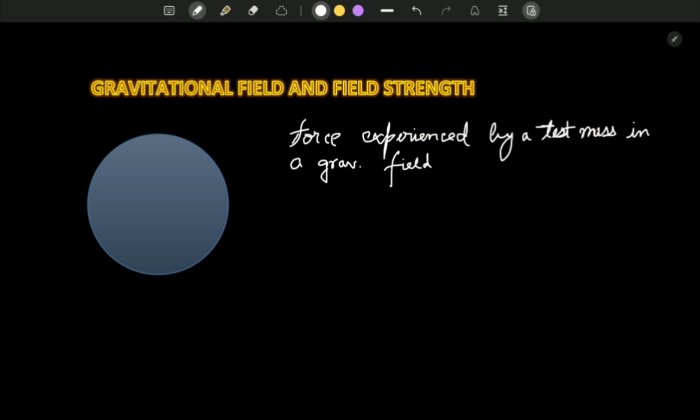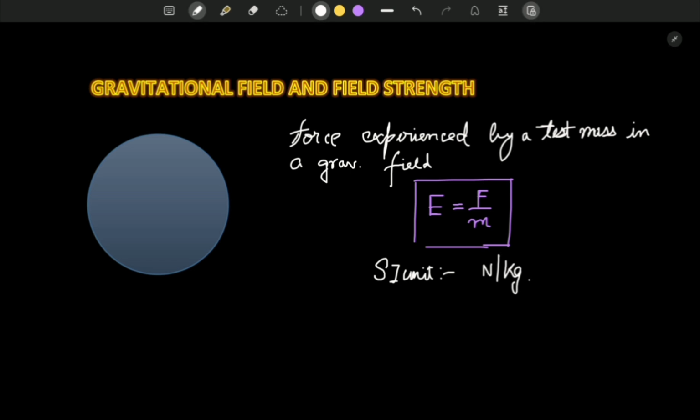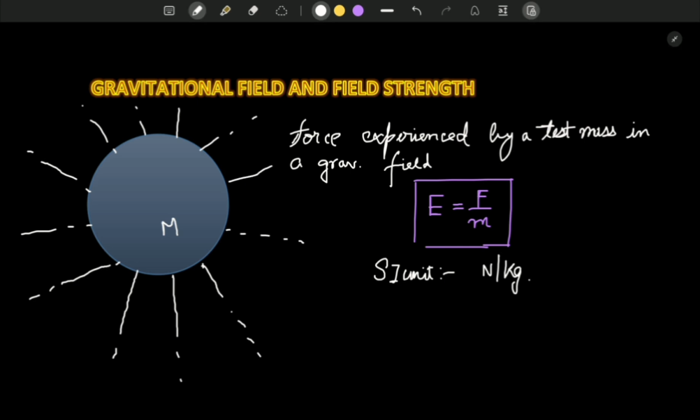So I can say E equals to F by m. This is our gravitational field or the field strength. So the SI unit of E will be Newton per kg. Now let us draw the field lines. Let us take mass as M, and the field lines will be in this direction.